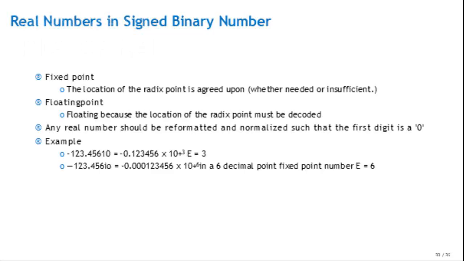For example, 123.456 in base 10 equals 0.123456 times 10 to the 3, so e equals 3. 123.456 in base 10 equals 0.000123456 times 10 to the 6 in a 6 decimal point fixed point number, e equals 6.